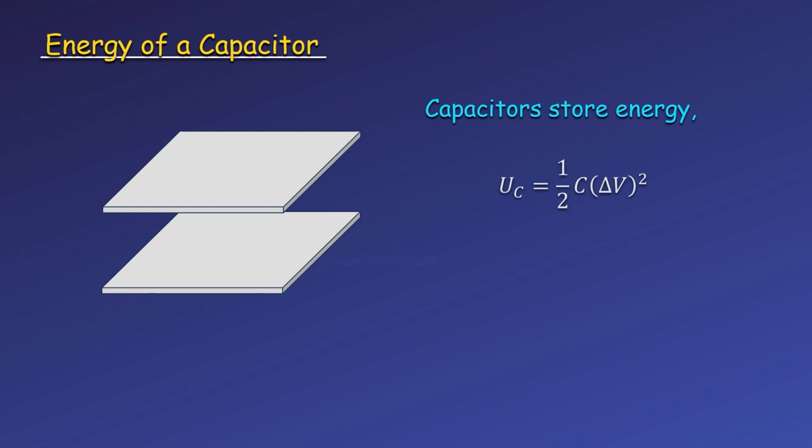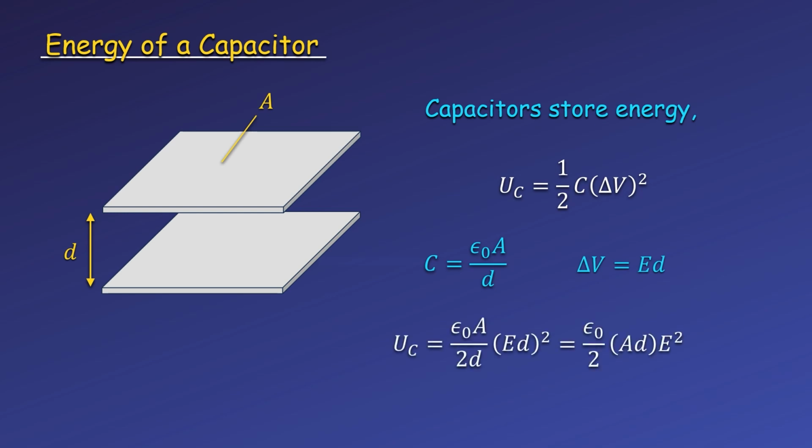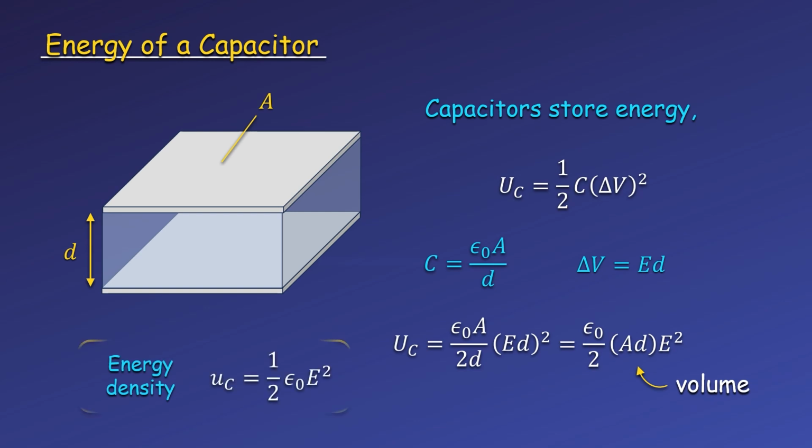Taking the final equation we got for the potential energy of the capacitor, we can do some substitutions. Earlier, we found that the capacitance only depends on the area and plate separation. We also know the voltage across the capacitor can be written as the electric field times the plate separation. Plugging both of these in and simplifying, we get this. Notice that the area times the plate separation gives you the volume between the plates where the electric field is. If we divide both sides by this volume, we can get an expression for the energy density, or energy per unit volume, which we'll write with a lowercase u instead of a capital U.